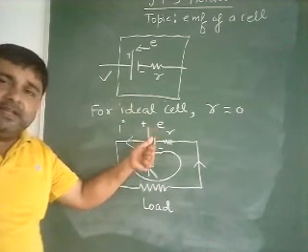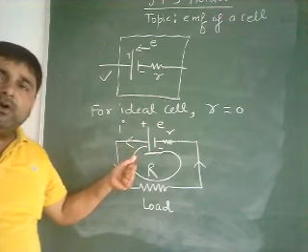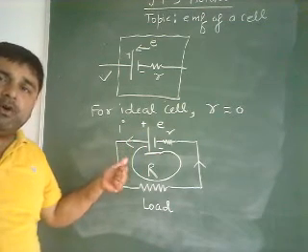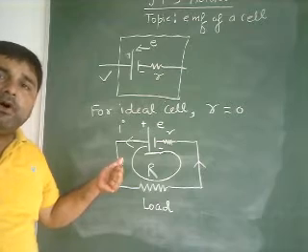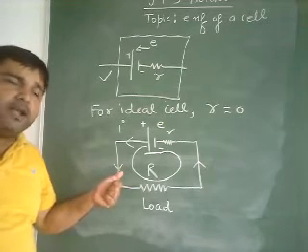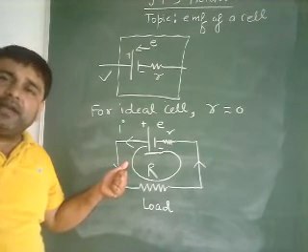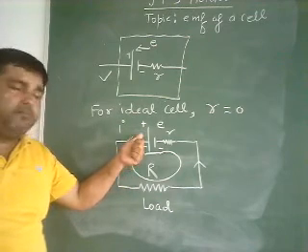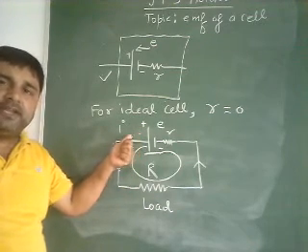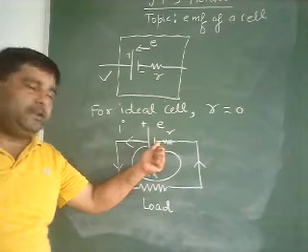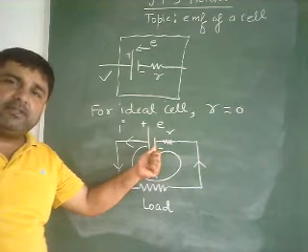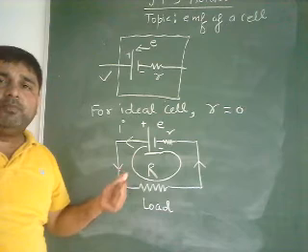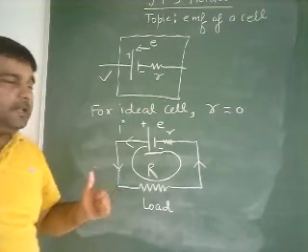So EMF is the amount of work done in moving 1 coulomb of charge once around a closed path of current. It means when current starts from the positive terminal of the cell and ends at the negative terminal of the cell, and further it moves from negative terminal to positive terminal, right?